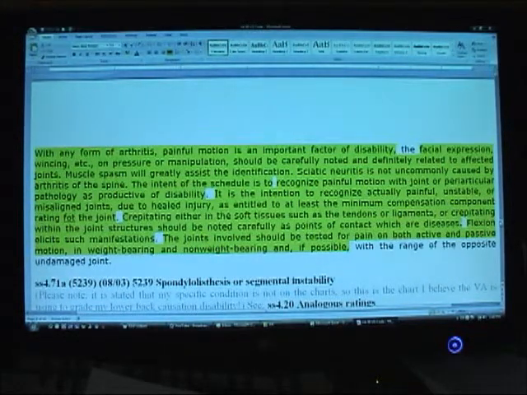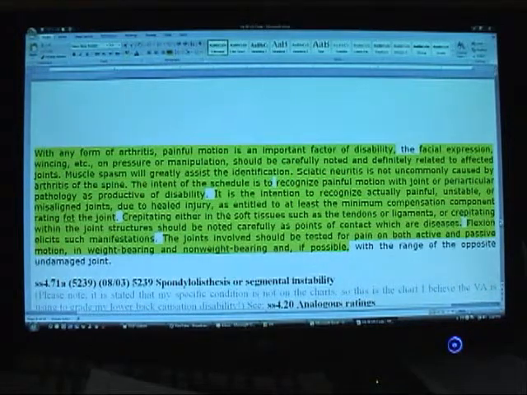The intent of this schedule is to recognize painful motion with joint or particular pathology as productive of disability. It is the intention to recognize actual painful, unstable, or misaligned joints due to healed injury as entitled to at least the minimum compensable rating for the joint, and I think it's supposed to be 4.